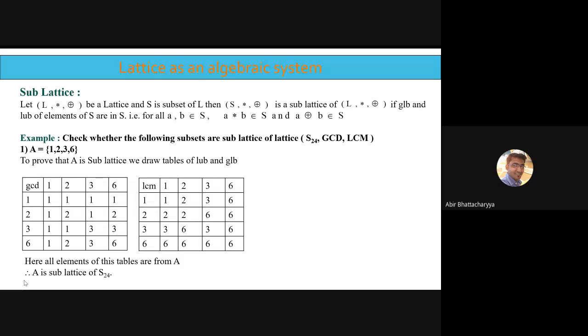Cool. All right. So similarly, let's move on to the next question. The next question is B equals {1, 2, 3, 8}. Again, the same type of question. You have to check whether this is a sublattice of S24 or not. S24 is the main set. So is it a sublattice of S24 under GCD and LCM or not?